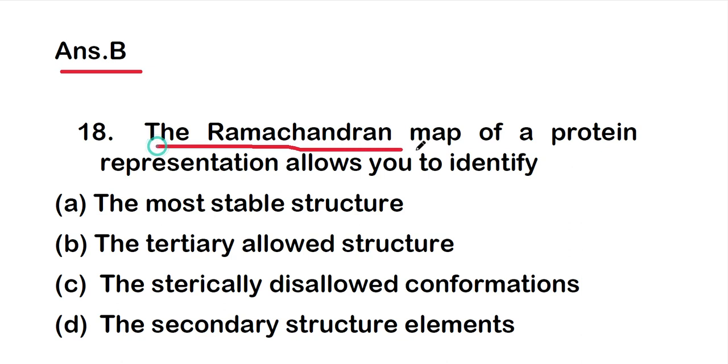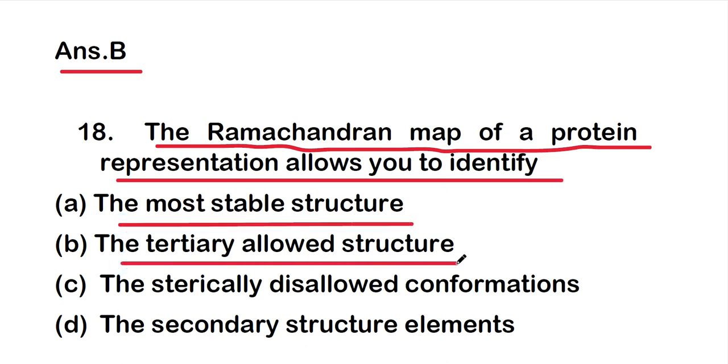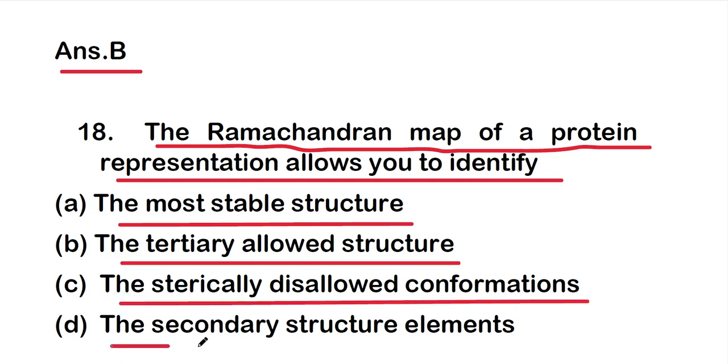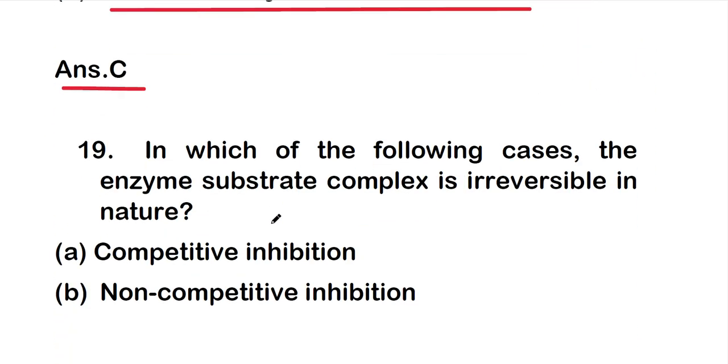The Ramachandran map of a protein representation allows you to identify the most stable structure, or the tertiary allowed structure, or the sterically disallowed conformation, or the secondary structure elements. And the right answer about the Ramachandran plot is option C, that is the sterically disallowed conformation. So the Ramachandran map of a protein representation allows you to identify the sterically disallowed conformations. Okay, so let's move on to question number 19.